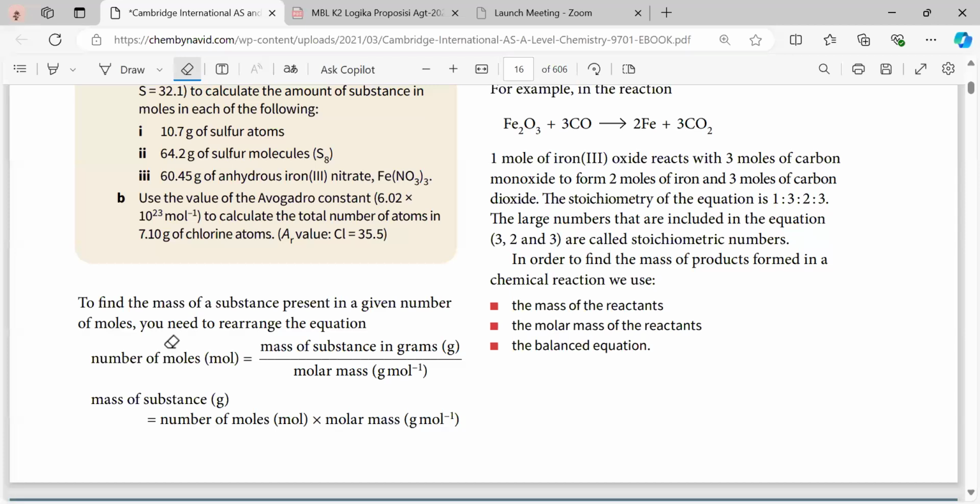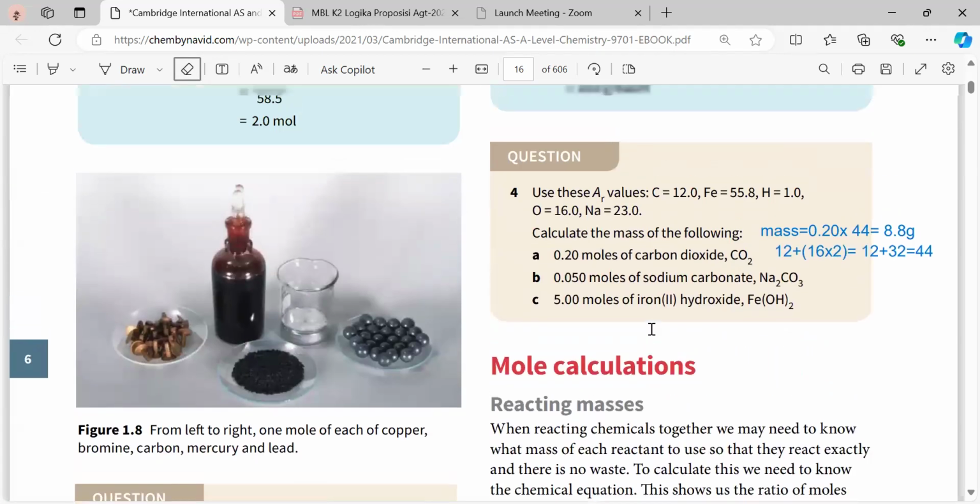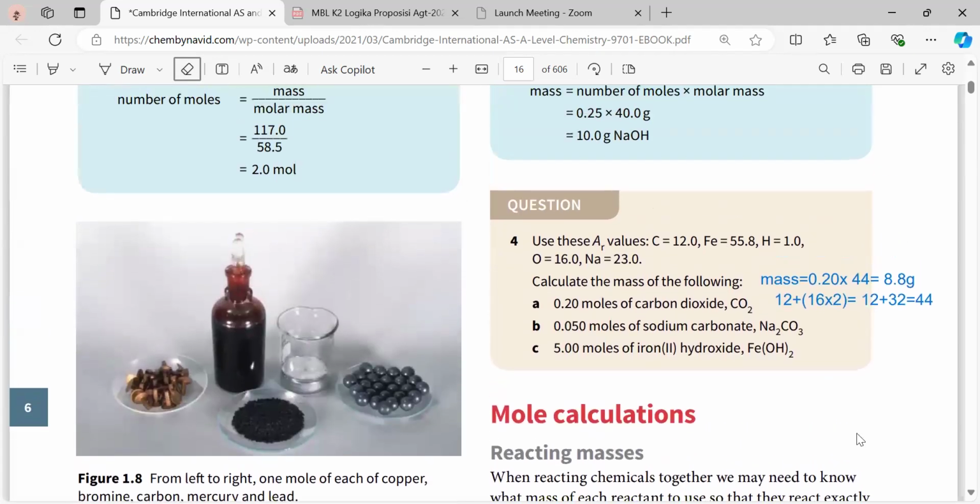So to find the mass of a substance present in a given number of moles, you need to rearrange the equation. So number of moles of substance right here. I think I've actually discussed this already. And then for the mass of substance, we can do that by multiplying the number of moles times molar mass, which we already discussed in the example questions, right? Like this one.